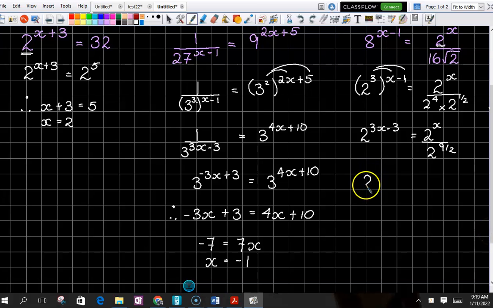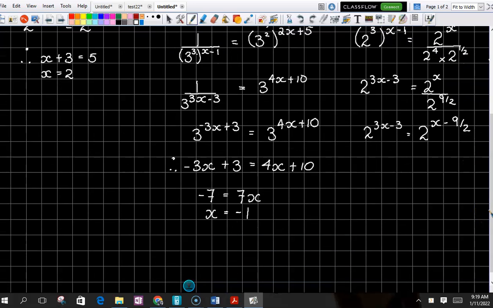All right, we've got 2 to the 3x take 3, equals, I'm dividing by the same base, so what do we do? We subtract the powers. If you try to do it all in one step, sometimes people might have gone minus 4 plus a half, and they've messed up with that non-minus there. So make sure one step at a time. Now we've got, therefore, 3x take 3 has to equal x minus 9 over 2.